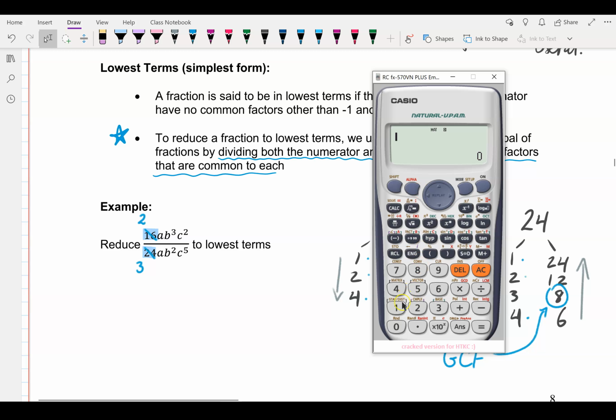My calculator looks a little weird, but 16 divided by 24, if you put that in your Casio, it'll either give you a decimal, or if you click the S to D button, so standard to decimal or a fraction to decimal, mine looks weird, but it means 2 over 3, okay? So it actually does it for you.